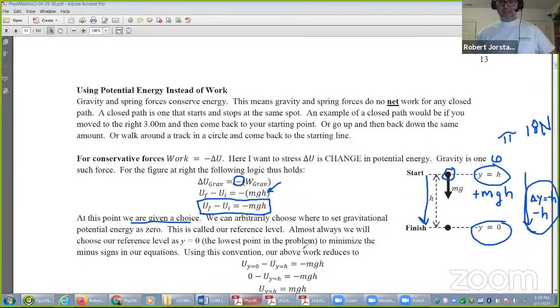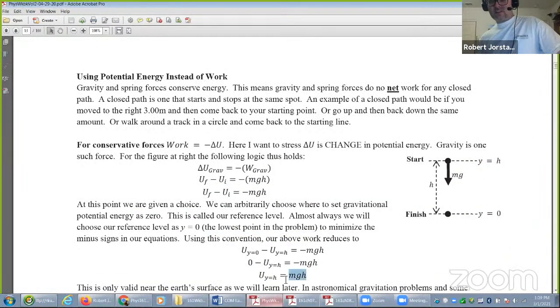This is a big deal. Now, that said, usually we will try to pick the lowest point in our problem to be y equals 0. Not always. There are certain times that's not a good choice. Springs, for example. All right. When you do that, notice if we do this, we could set the potential energy at the bottom to 0. And when you do that, we get this equation. We see that the potential energy associated with a given height is mgh.